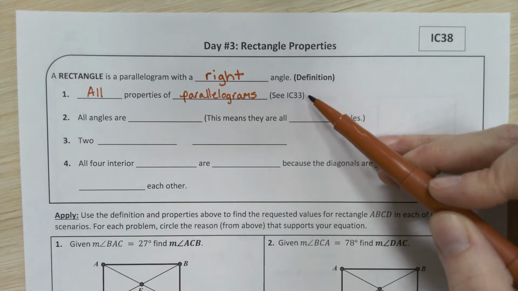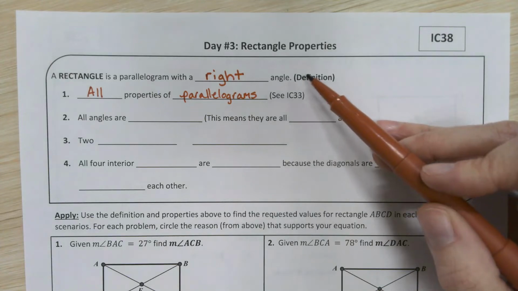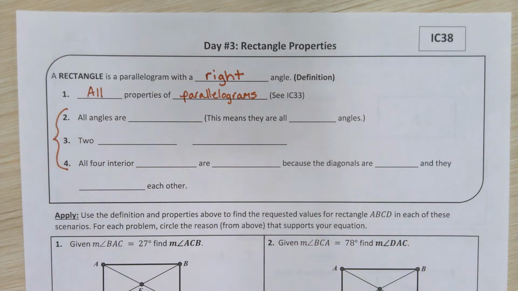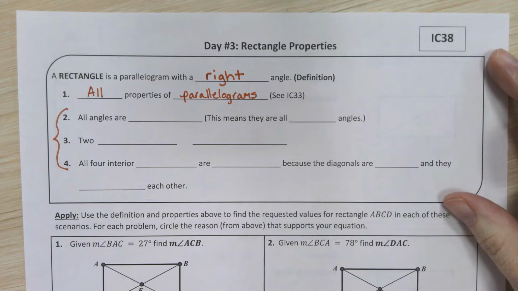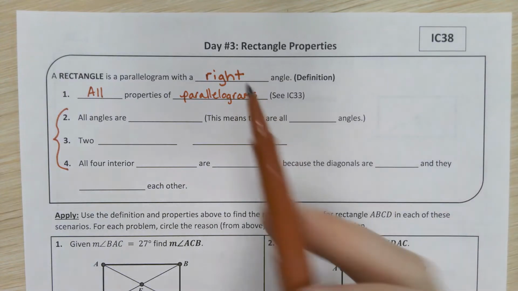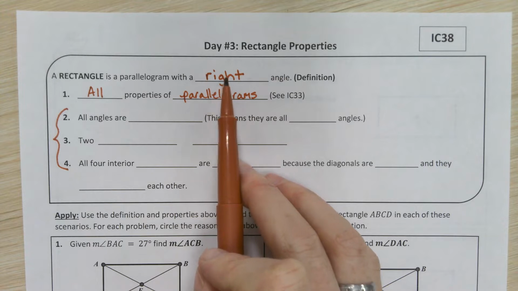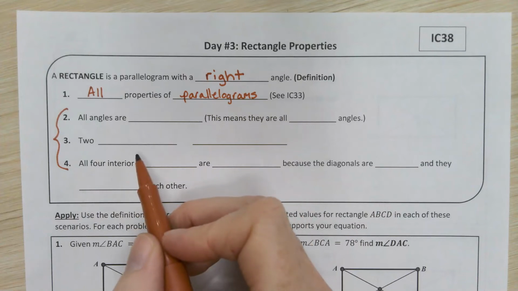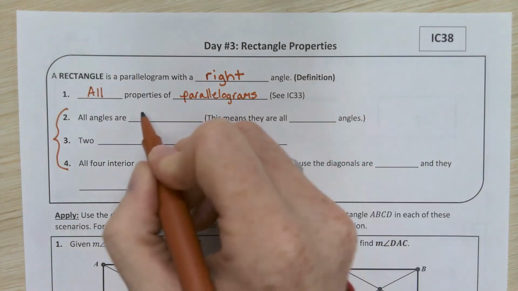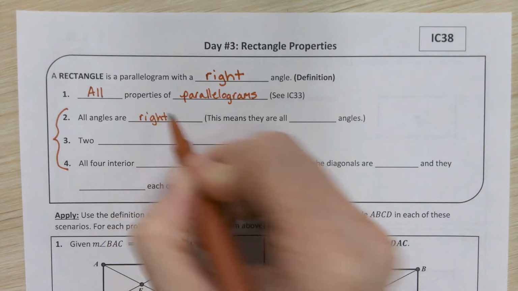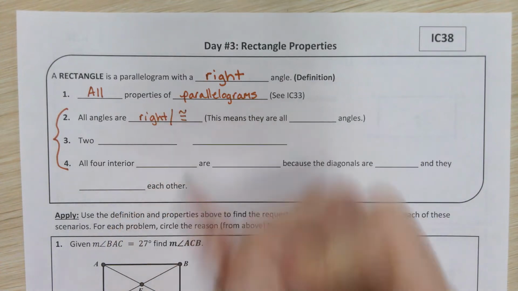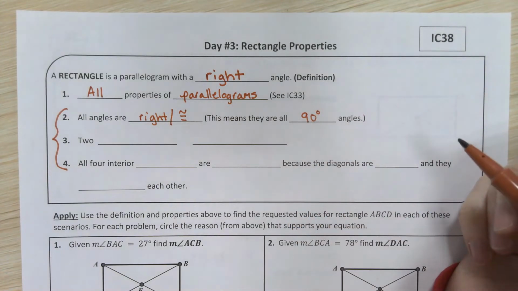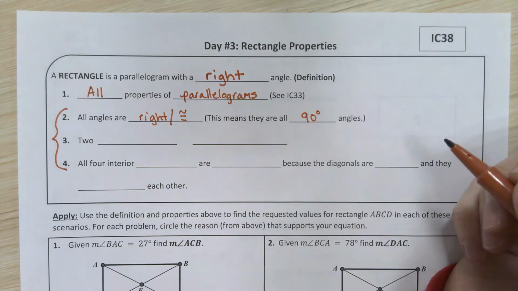But in addition to those parallelogram properties, a rectangle is special, which means we're going to have 3 additional pieces of information about a rectangle that will also help us to solve problems. So the first of these is related to what we wrote in the definition. If a rectangle is a parallelogram, but it has a right angle, that actually ends up meaning that all of the angles are right angles. They're all congruent to each other if they're all right angles, and that means that they're all 90-degree angles. So those are 3 different ways of mentioning the same type of fact.